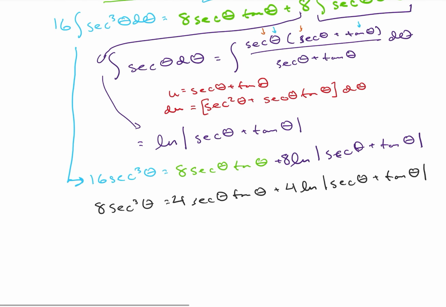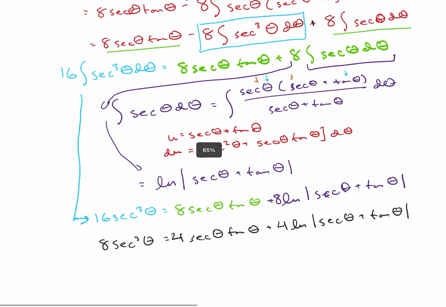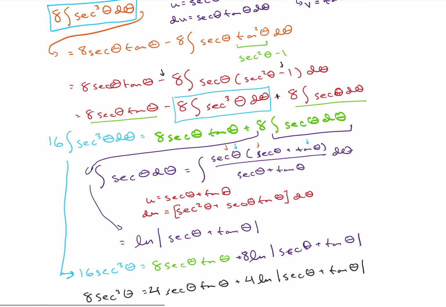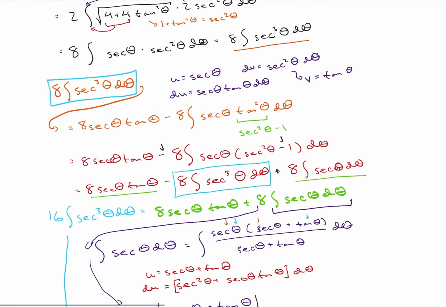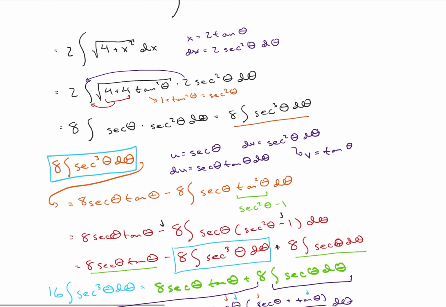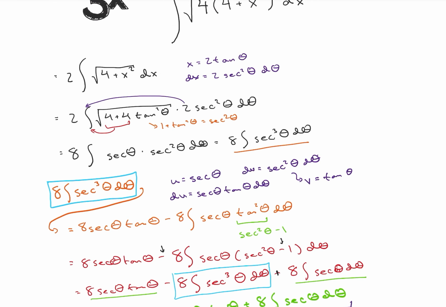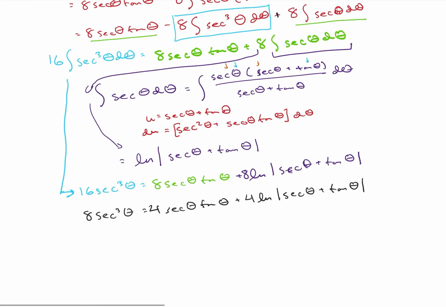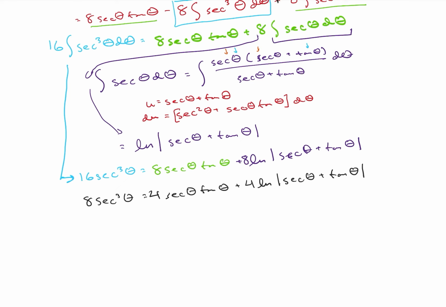So we remember that our original substitution, if we go back up to the top, we had a substitution where we put x equals 2 tangent of theta. So our original was x equals 2 tangent of theta. So that means that tangent of theta is equal to x over 2.